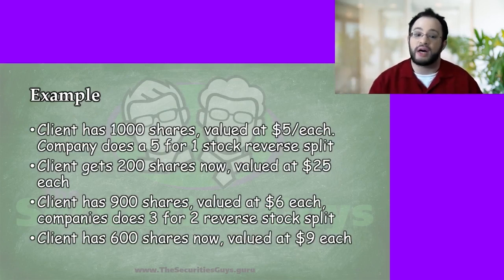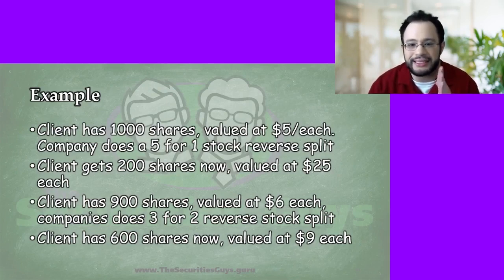We can always double check the math. The one up top, we have $5 and 1,000 shares. That's $5,000. And with 200 shares, now valued at $25 a piece, that is also $5,000. 900 shares valued at $6 each, that's $5,400. $9 each of 600 shares is also $5,400. The value doesn't change.